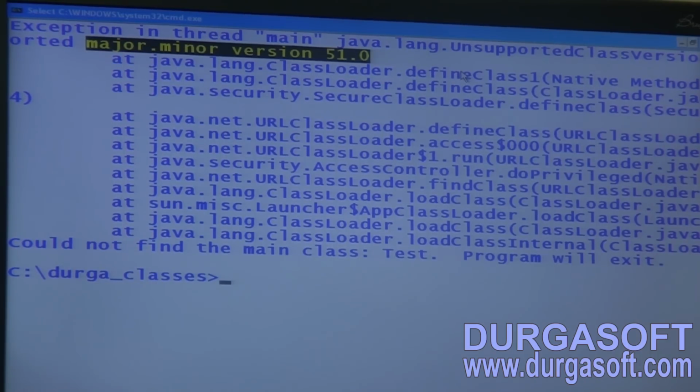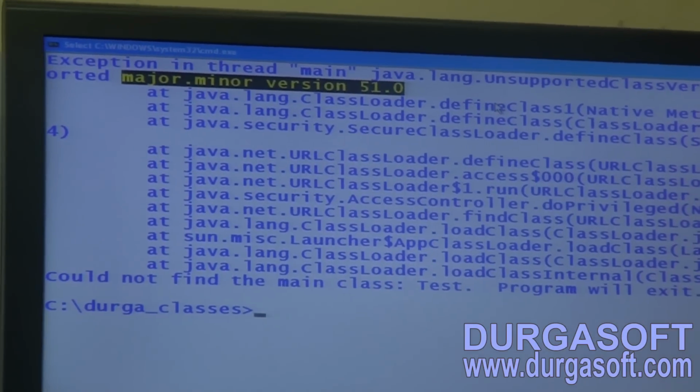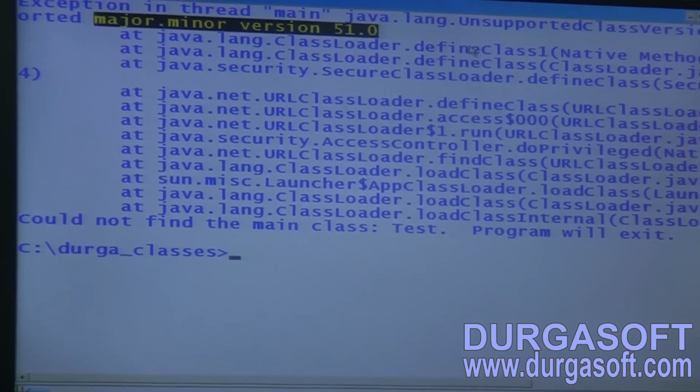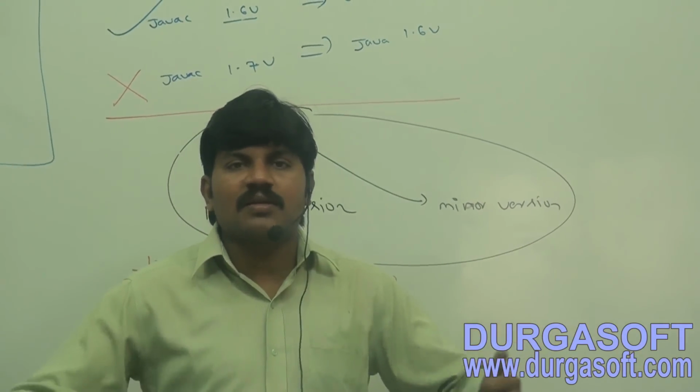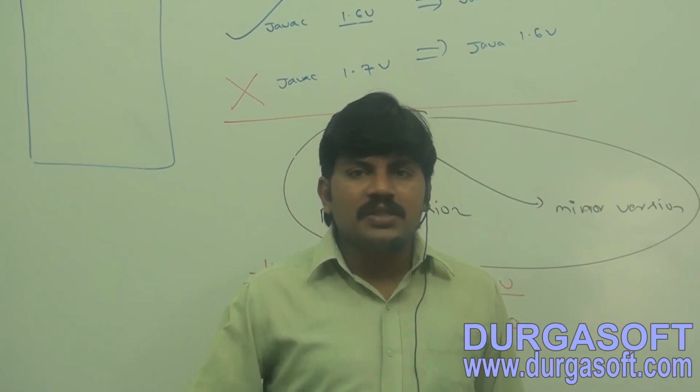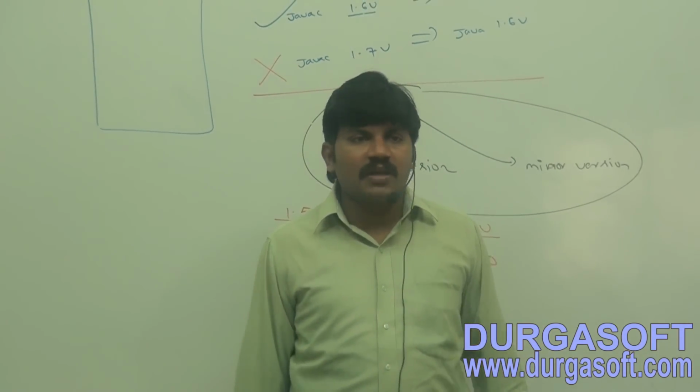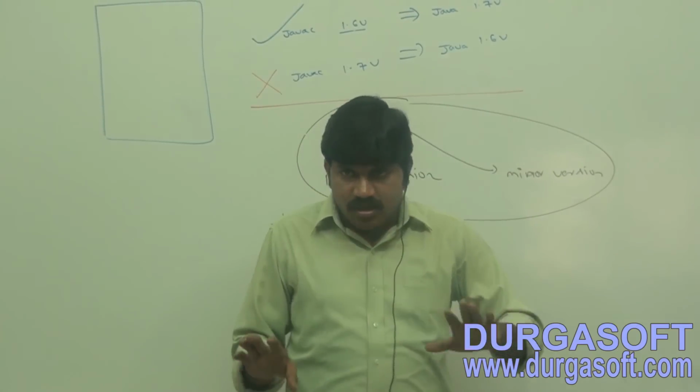This is how the JVM can identify that. Major and minor versions tell whether this dot class file was generated by the 1.6 version compiler or the 1.7 version compiler. Clear for all of you, right?